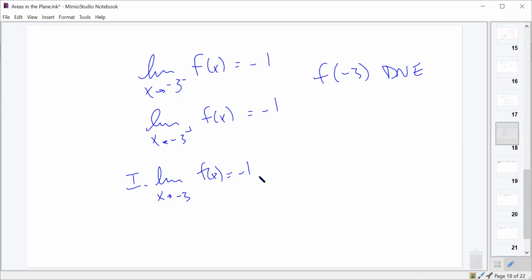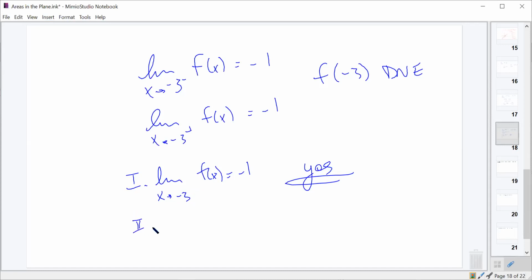Because our statement of the two-sided limit is the limit as x approaches -3 equals some number, in this case -1, if and only if both the limit from the left and the limit from the right both equal the same value. So that's true. So 1 is definitely a yes. That's just based on the definition of a limit in comparison to its two-sided limits.